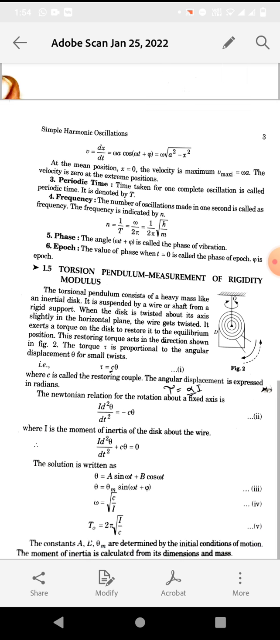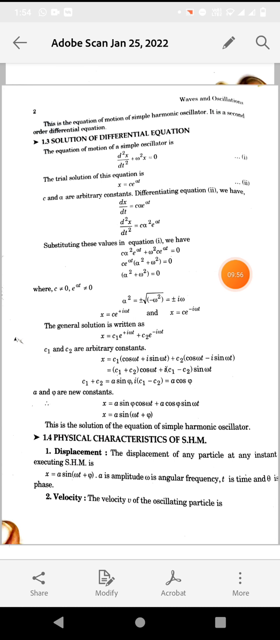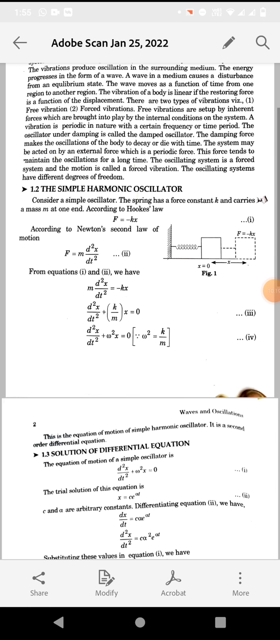This is our topic, simple harmonic motion and its solution and the characteristics. The examiner asks you to define simple harmonic motion, derive the simple harmonic motion equation, and write its characteristics. And sometimes, what is the general solution for the simple harmonic oscillator equation. So you write this type of answer in that exam. Okay.